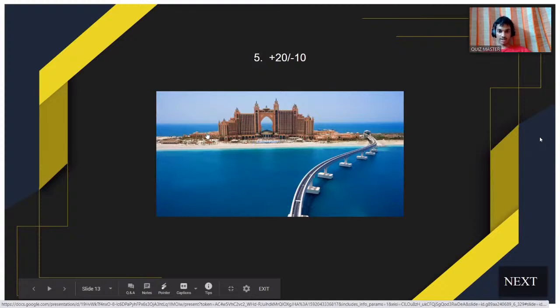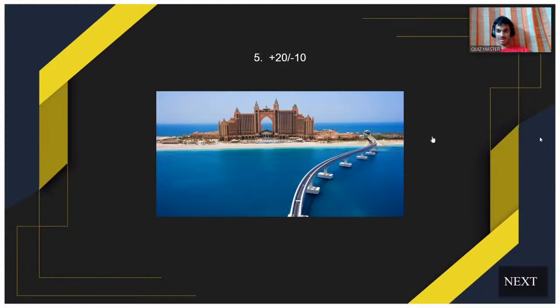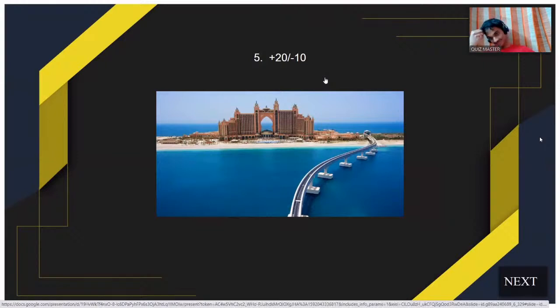This is a fancy hotel somewhere. Plus 20, minus 10 to guess on this. Any guesses coming in? Team 2 plus 20. Plus 20 to Team 2.